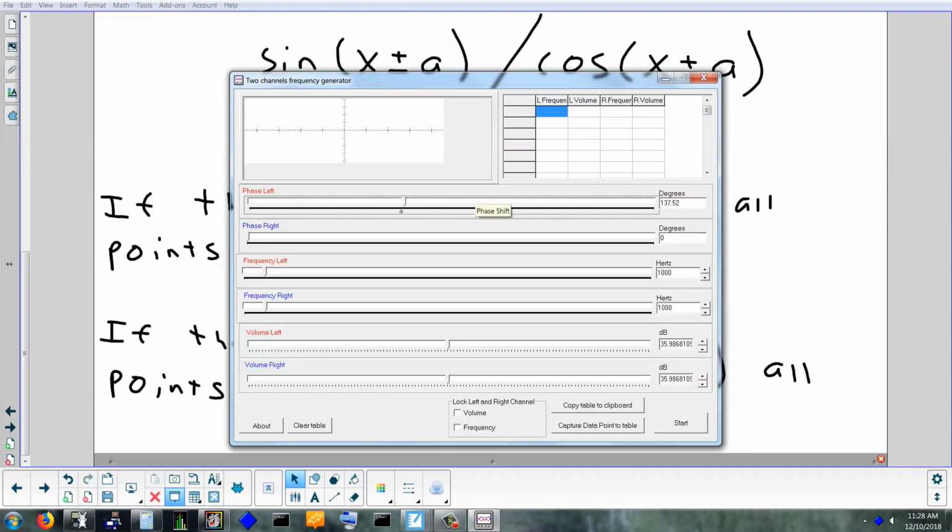So anyone have a guess what's going to happen when I play it? I'm going to keep it on the whole time and slide it. Have a guess what you might hear?